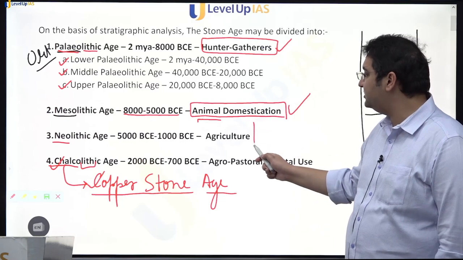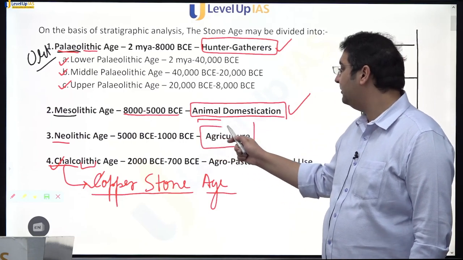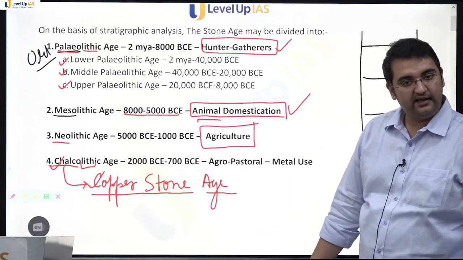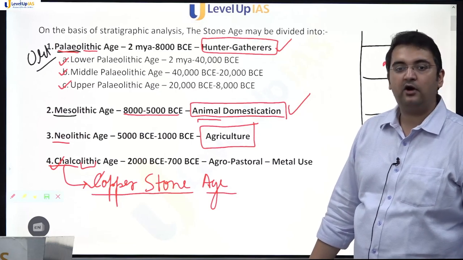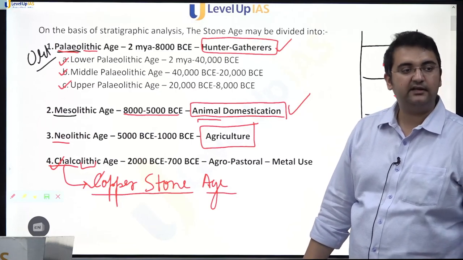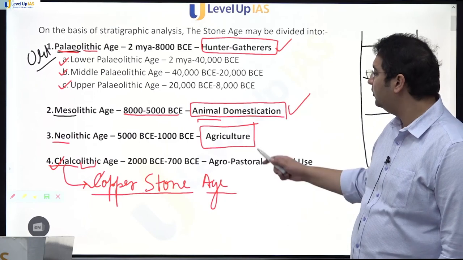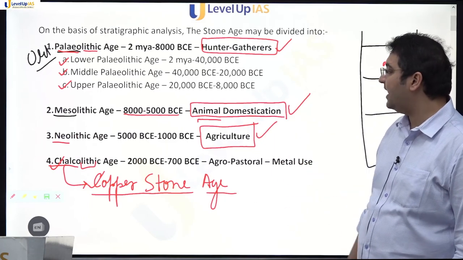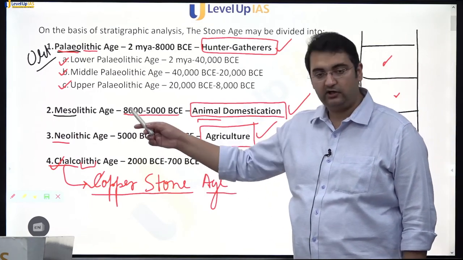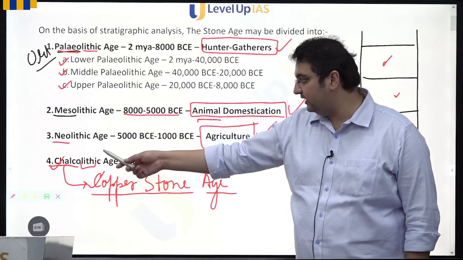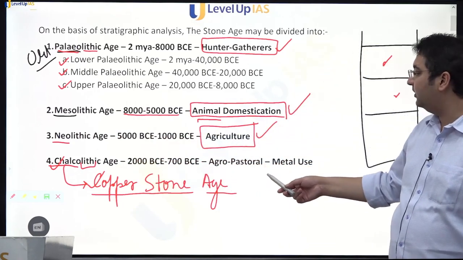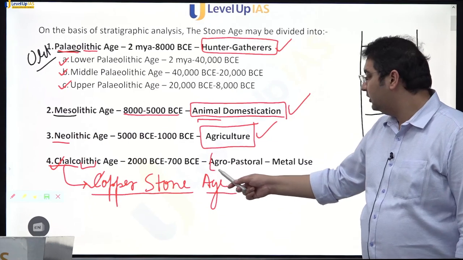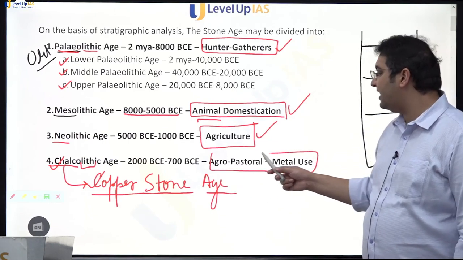Another major change during the Neolithic age, beginning of agriculture. Human beings were not simply food consumers, now they had the ability to produce their own food. Agriculture began, and the beginning of agriculture is considered to be the beginning of the Neolithic age. Finally, during the Chalcolithic age, human beings continued to practice agriculture.